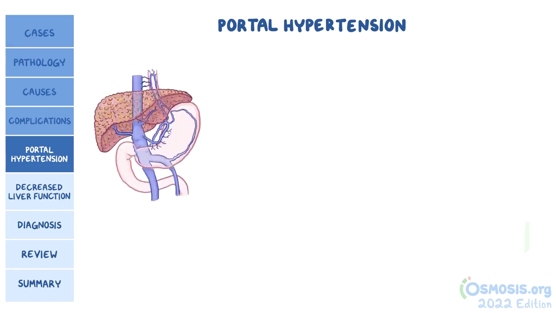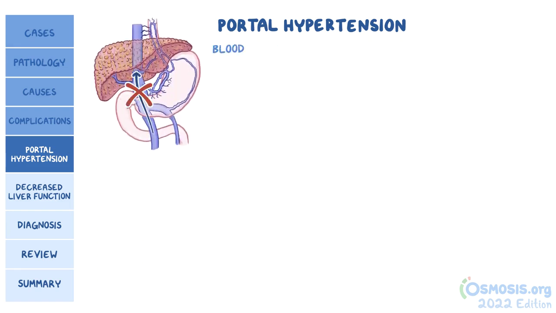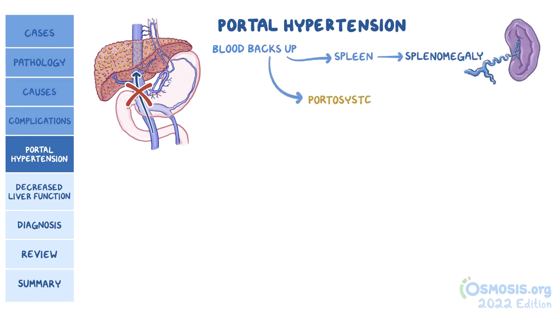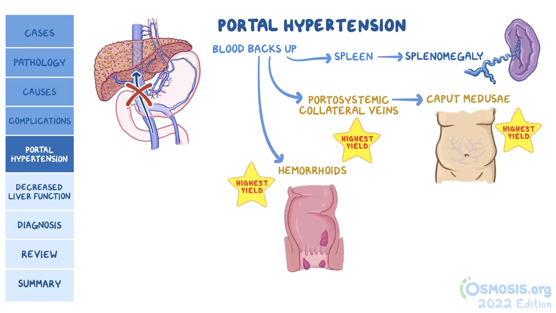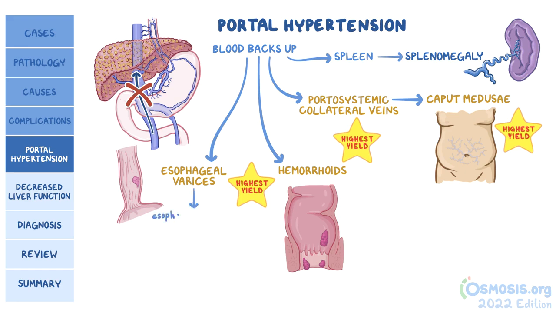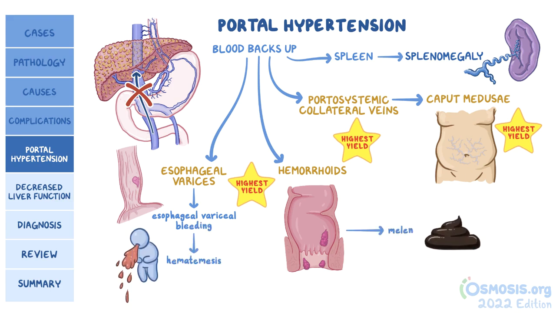Okay, with portal hypertension, blood has a harder time getting into the liver from the GI tract, so it backs up into the spleen, causing splenomegaly. It also backs up into the portosystemic collateral veins on the anterior surface of the abdomen, causing caput medusae. In the lower rectum, this leads to hemorrhoids, and in the lower end of the esophagus, it leads to esophageal varices. In fact, the only sign of portal hypertension could be esophageal variceal bleeding, leading to hematemesis, or vomiting of blood, or melena, which is the passage of black, tarry stools.